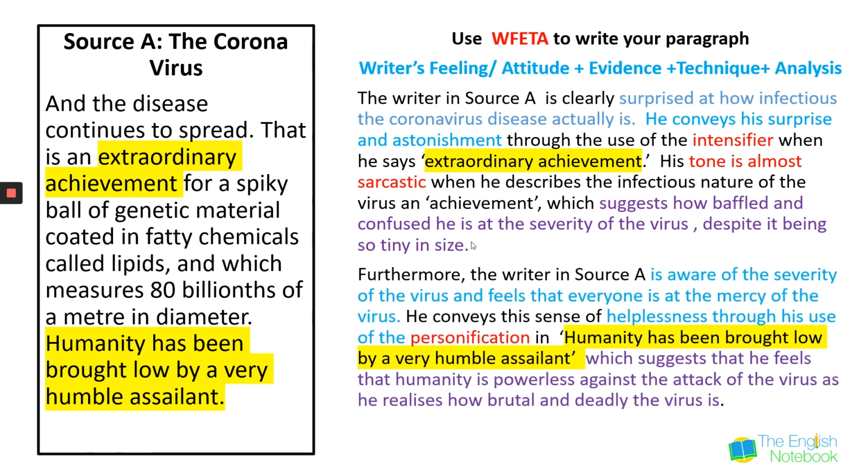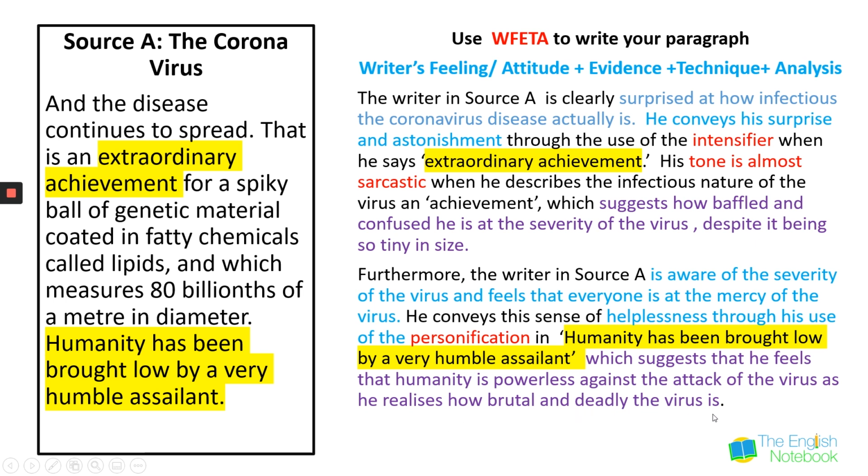Then I go on to say that furthermore, the writer in source A is aware, now look in blue, I've got his feelings, is aware of the severity of the virus and feels that everyone is at the mercy of the virus. Okay, he conveys the sense of helplessness through his use of the personification in humanity has been brought low by a very humble assailant, which suggests that he feels that humanity is powerless against the attack of the virus as he realizes how brutal and deadly the virus is.